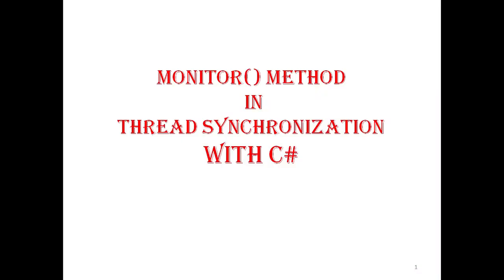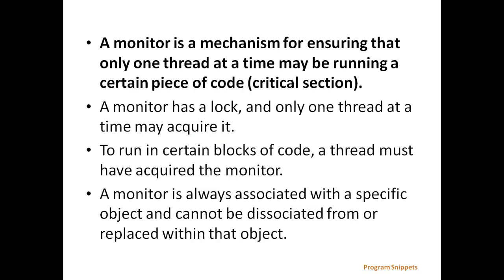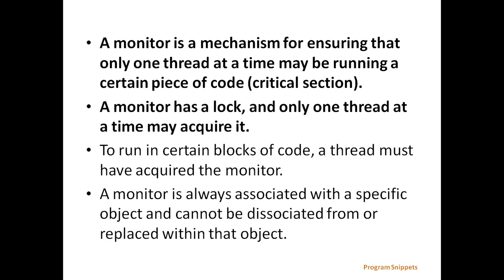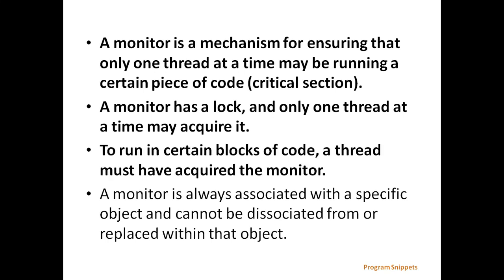Here we will see the monitor method in thread synchronization. A monitor is a mechanism for ensuring that only one thread at a time may be running in a certain piece of code. A monitor has a lock and only one thread at a time may acquire it. To run in certain blocks of code, a thread must have acquired the monitor.